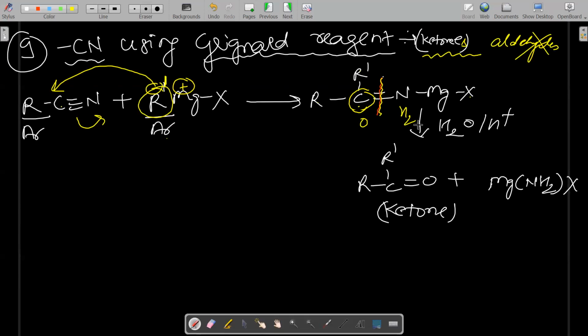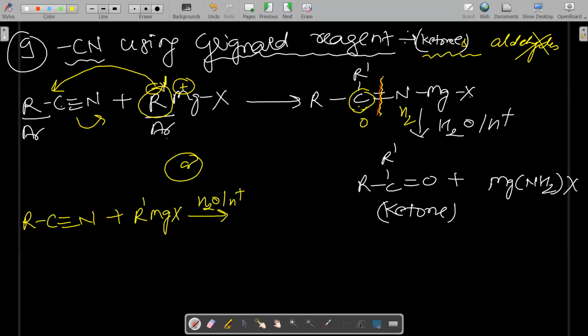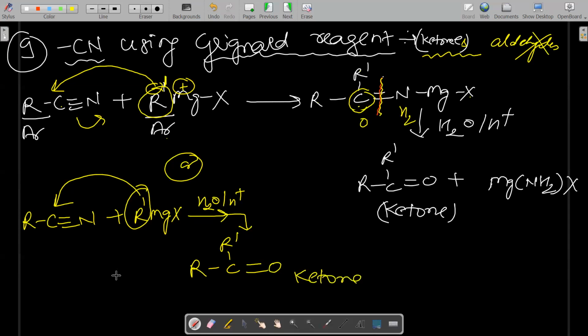If you don't want to write the intermediate product, you can simply write it in this way also. What happens when alkyl cyanide is treated with any Grignard reagent followed by hydrolysis? If you want to write in one step, you can write this alkyl group attached to this carbon, that is R, C, R dash, and this carbon is directly converted to ketone. So you can directly write the product, that is ketone will form. So simply this C will be converted into ketonic group, CO group.